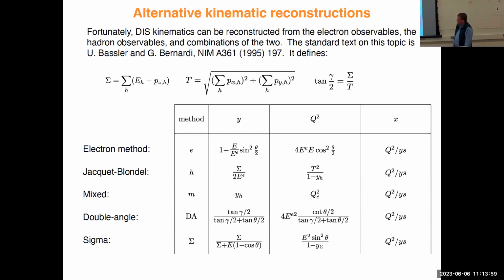There's also a method that actually tries to avoid any form of energy in the problem, which experimentally is quite nice, because that means that you don't need to worry so much about absolute energy calibrations, for example, which is tedious with a calorimeter. That's known as the double angle method. So that is mostly built out of angles, as you can see here. This clearly is also an angle in one form or the other.